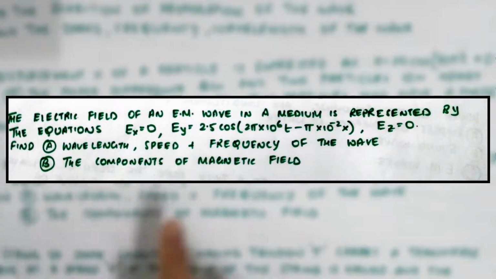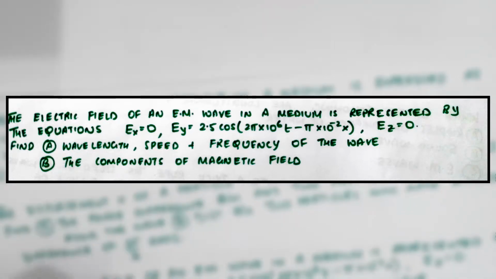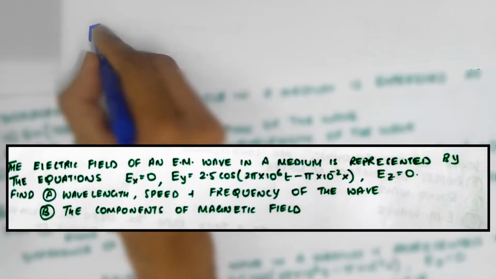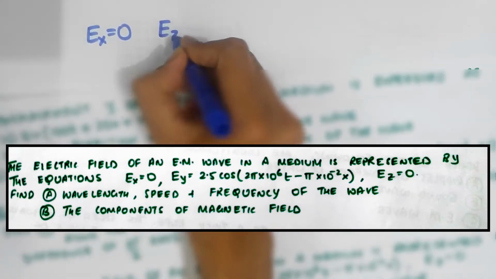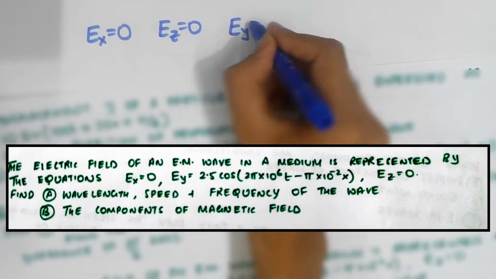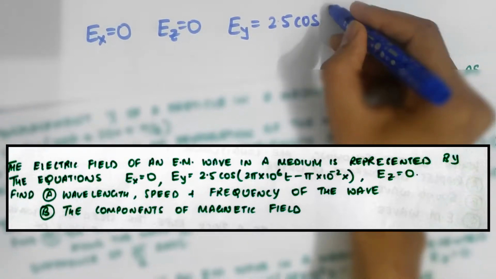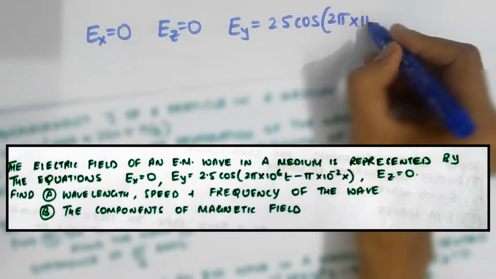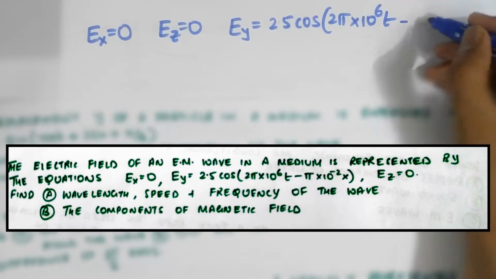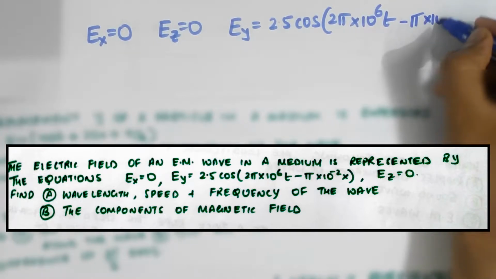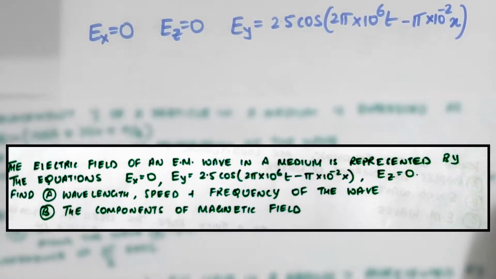So in our particular question, we have been given that E of x is 0. We know the x component of the electric field is 0, and the z component of the electric field is 0. The only thing given to us is the y component, which is 2.5 cos(2π times 10 to the power 6 t minus π times 10 to the minus 2 x). That's E y.